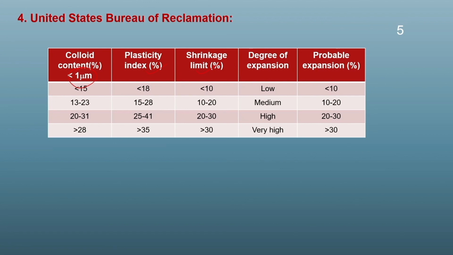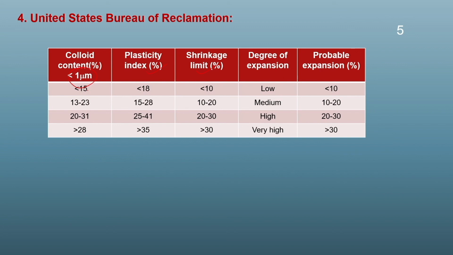We know that with more clay content in a soil, the specific surface area of the soil will increase and the soil will tend to absorb more water. Similarly, with a higher plasticity index, the soil will absorb more water and the degree of expansiveness will be more. The classification is based on the clay content, the plasticity index and the shrinkage limit.